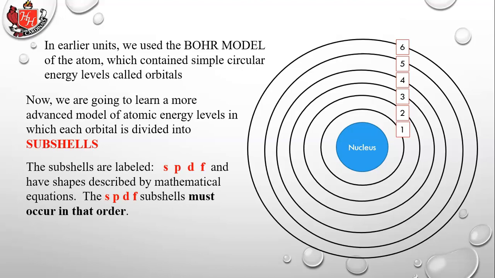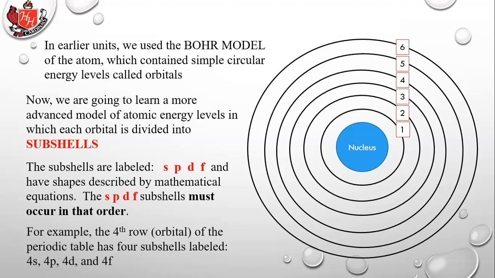The subshells are labeled S, P, D, F, and have shapes described by mathematical equations. The S, P, D, F subshells must occur in that order. So however you do it, just remember the letters S, P, D, F in that particular order. For example, the fourth row orbital of the periodic table has 4 subshells: 4s, 4p, 4d, and 4f. So that round circle that you see that says 4 on it, it's really broken into 4 different subshells.